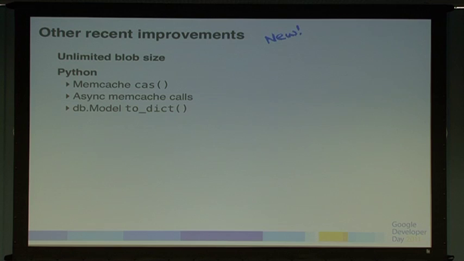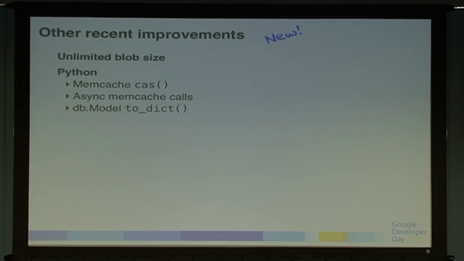In Python, we added the CAS capability. This is compare and set. It's a way to atomically update a value only if the value has not changed since you last saw it, and it allows you to do some interesting things. This was previously available for Java, but now it's Python as well. We have the asynchronous memcache, so you can make multiple memcache calls in parallel.